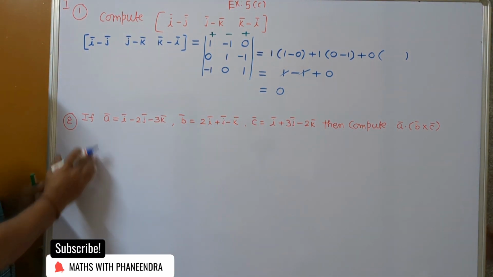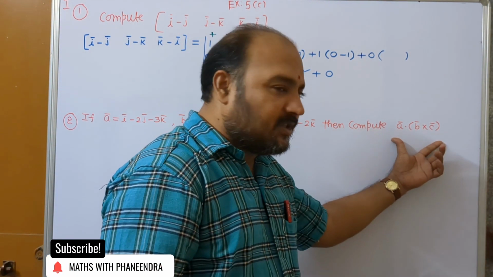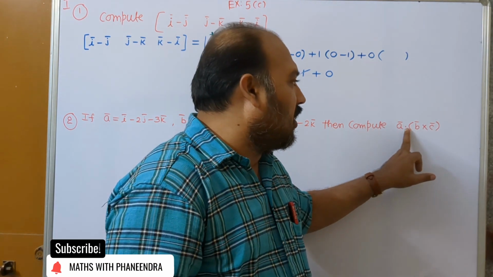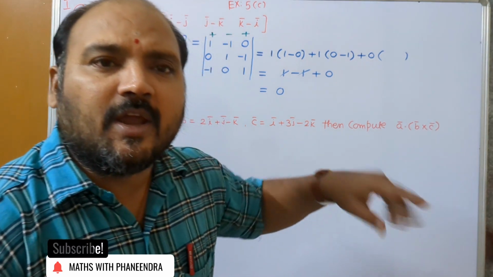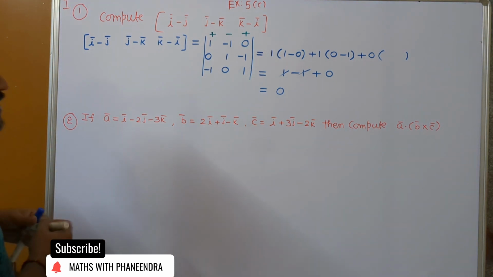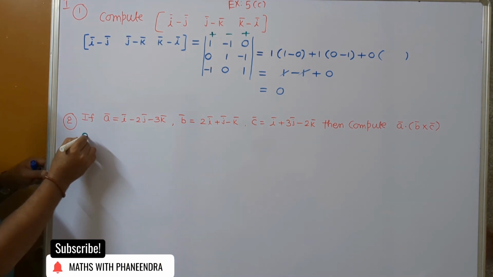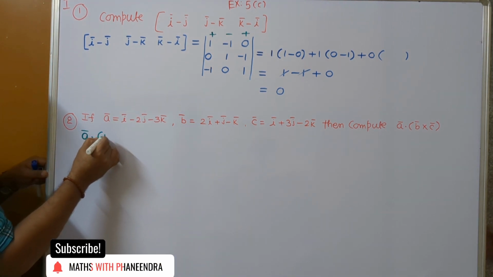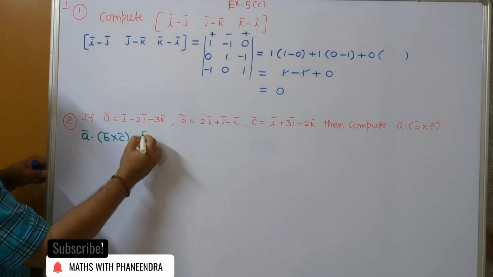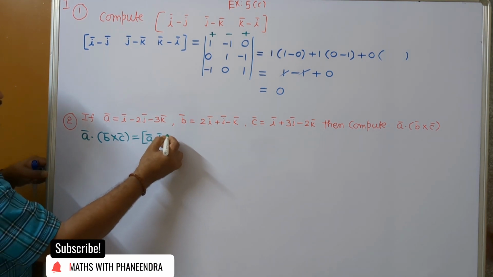Now come to question number 2. Here you need to know one important relation, dear students, an important result: a bar dot b bar cross c bar, wherever the dot and cross are there, is equal to box of a b c. You keep in mind, dear students. Here a bar dot b bar cross c bar is equal to box of a bar b bar c bar.